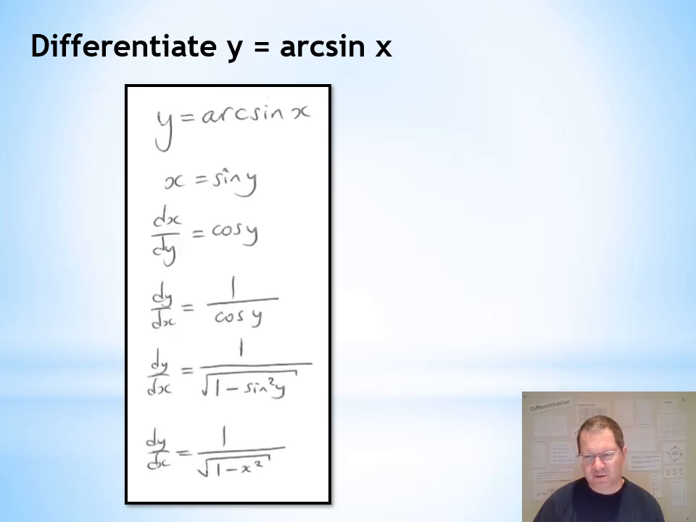Now, we already know from our trig identities that sine squared y plus cos squared y is equal to 1, which means that cos y can be rewritten as the square root of 1 minus sine squared y. And as we know from earlier, sine y is the same as x, which means that dy by dx is equal to 1 over the square root of 1 minus x squared.